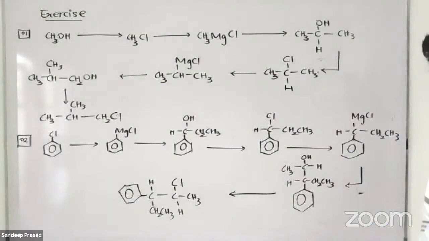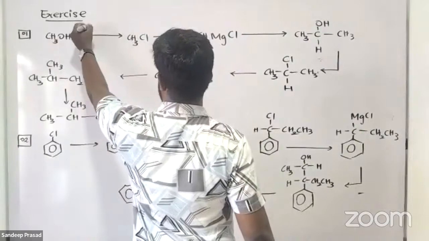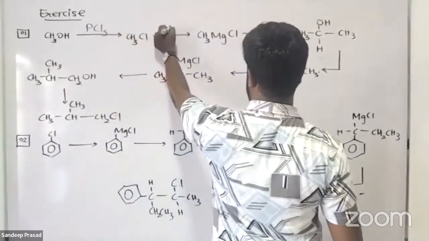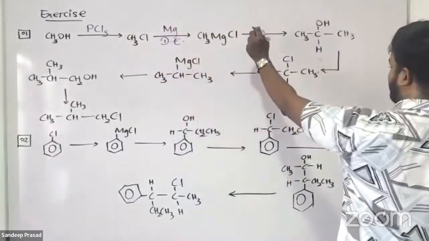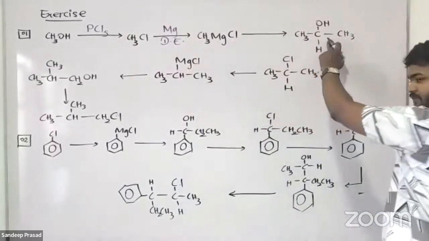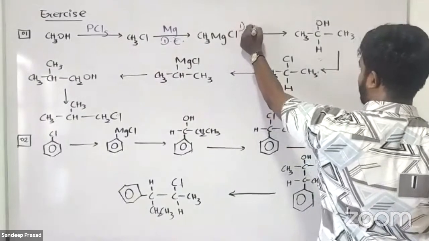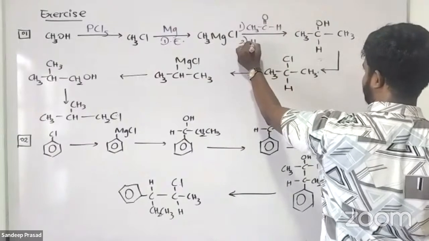Shall we do this one quickly? Very easy. Everything we learned. OH to Cl, what is the reagent we can add? PCl5 or else PCl3. And then we can add magnesium and dry ether. Next, you can see the Grignard reagent. We started from a Grignard reagent and we have ended up with an alcohol. So we can add, first of all, the aldehyde CH3C double bond O, H. Secondly, we can add H3O+.